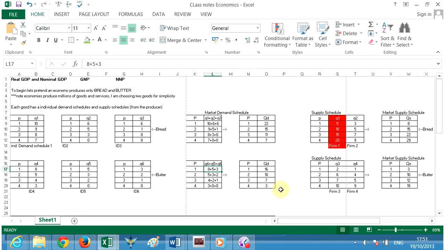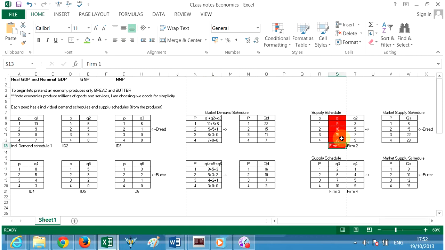So now we move on. This is the market demand schedule, which is what the consumer wants, but these are the producers. These are the producers of bread, and these are the producers of butter. So we call these a supply schedule. At the price of 1, firm 1 produces 5 loaves of bread. At price 2, 10, at 3, 15, and at the price of 4, 20. This is what firm 1 produces.